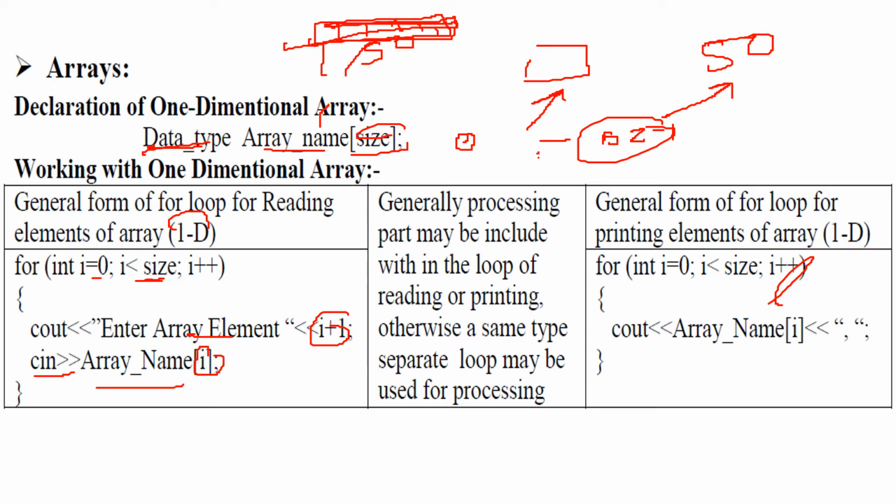Generally the processing part may be included with the loop for reading or printing. Otherwise, you can use a separate loop of the same type for processing. This is the general form of a for loop for printing; the previous one was for reading. Again, as I said, we go from 0 to size minus 1, that is, i less than size, and we just cout the array name with the subscript.